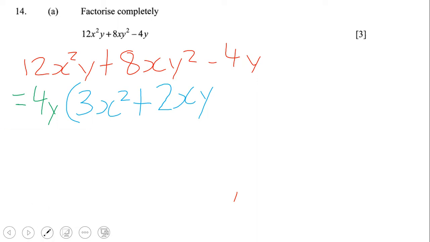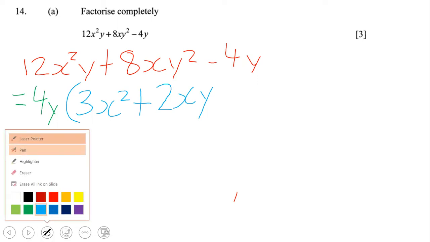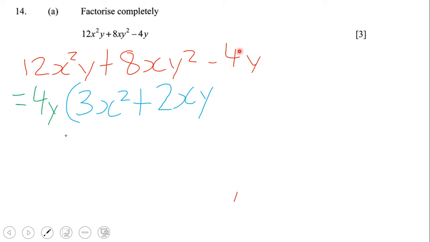Next up, what do we need to put to get the negative 4y? Negative 1. Okay, negative 1. So that's how we do that factorization problem.